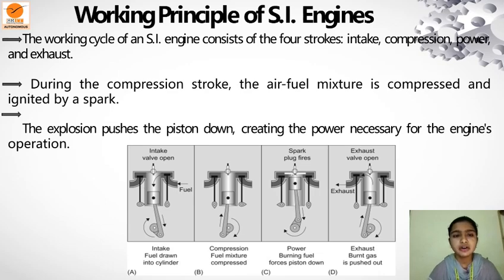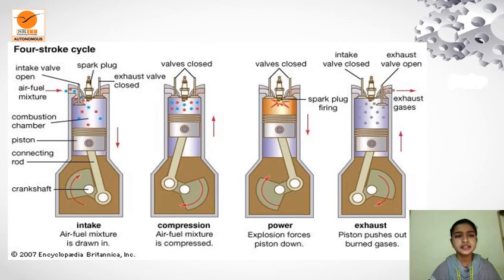The working cycle of an SI engine consists of four strokes: intake, compression, power, and exhaust. During the compression stroke, the air-fuel mixture is compressed and ignited by a spark. The explosion pushes the piston down, creating the power necessary for the engine's operation. This is the four-stroke cycle. Now see how it works.